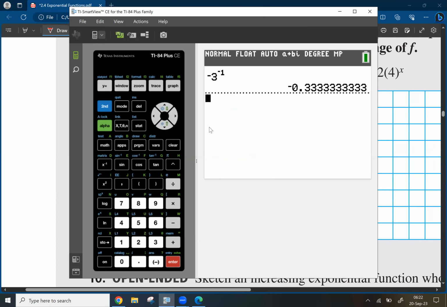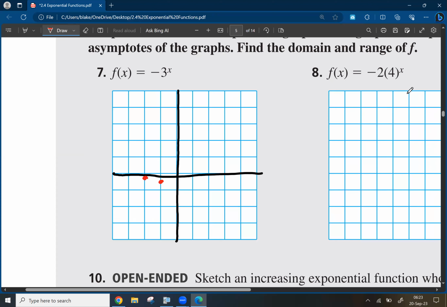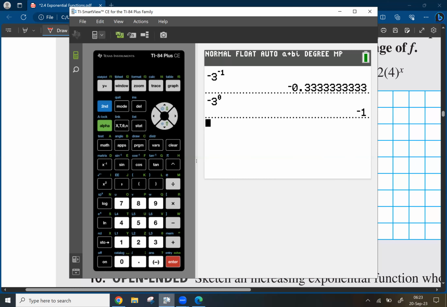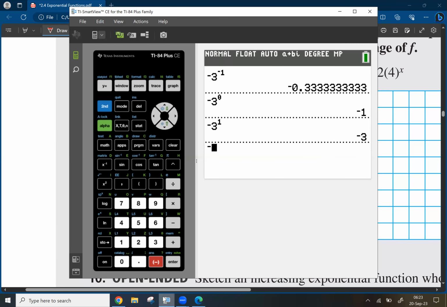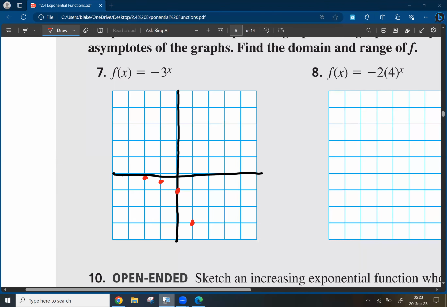If we plug in 0, we already know it's going to be equal to 1. So negative 3 to the 0 power, negative 1. Remember, this is really doing 3 to the 0 power, which is 1, and then the negative. The negative is not actually being raised to the exponent at all. So, negative 1 here, 0, negative 1. You plug in 1, so negative 3 to the first power. This, of course, is going to be negative 3. And I don't think I'm going to have room for it if I plug in 2, but if I plugged in 2, negative 3 to the second power, I get negative 9. So at 2, I'd have to go down to negative 9, which I don't have the room for.